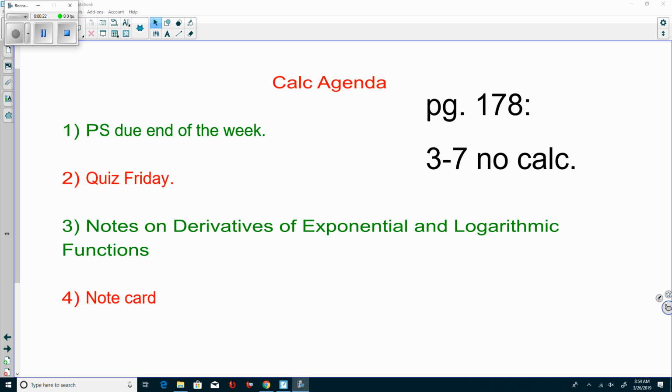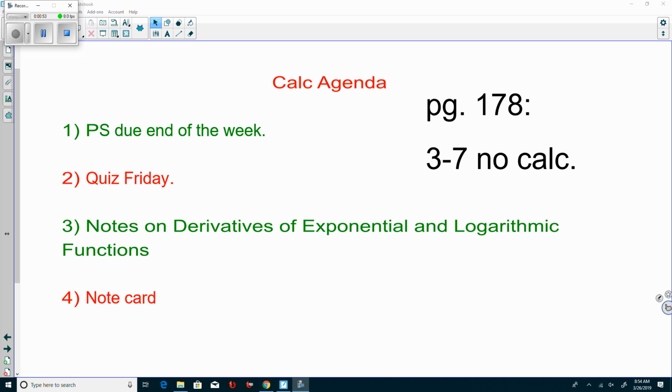Now the note card. See where it says note card? You can put down any derivative that you want on the note card to use for the quiz on Friday, because the derivatives of the exponential and logarithmic functions are very easy to get confused and mix up. So you can put those down. You are also able to put down the derivatives of your trig functions if you want, because you already tested on them. You already know them. You can add those as well.